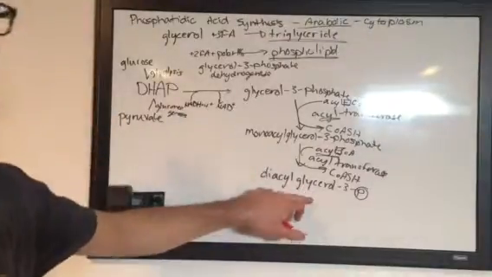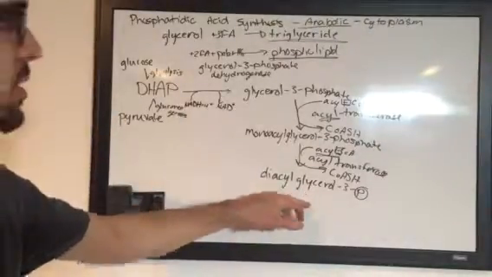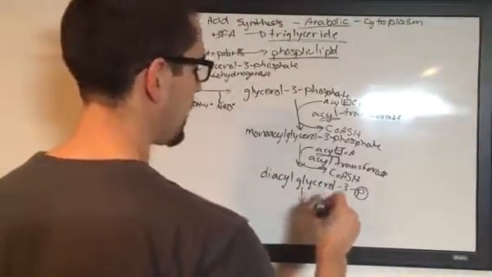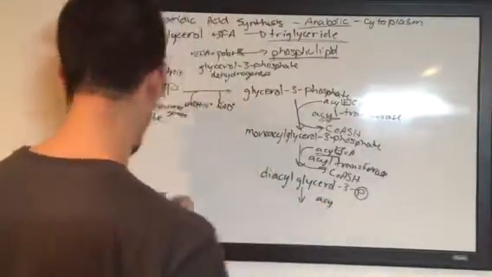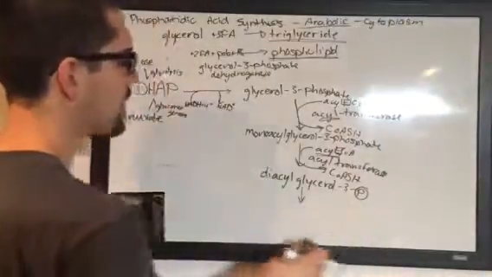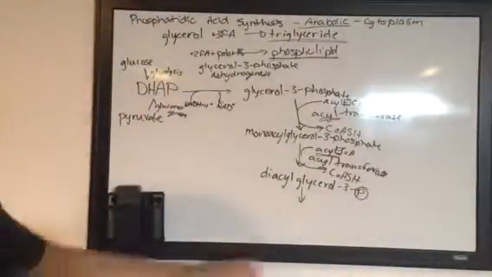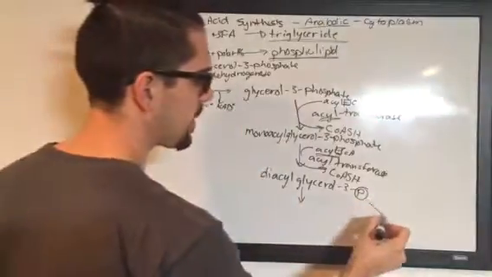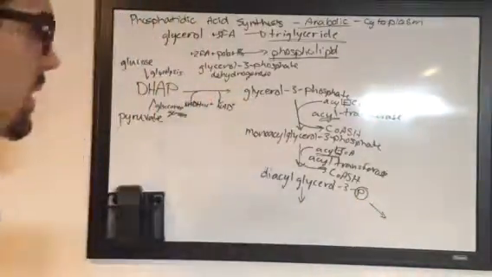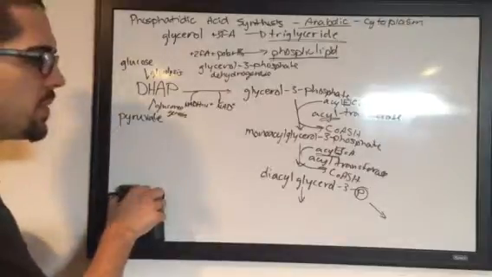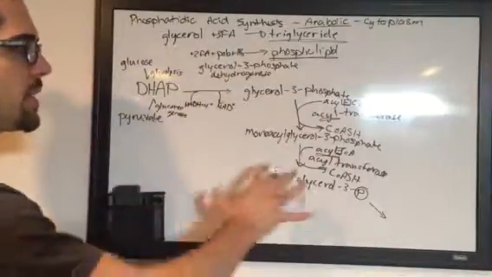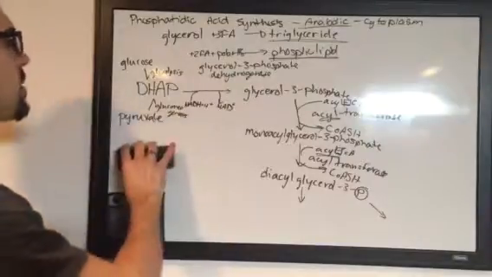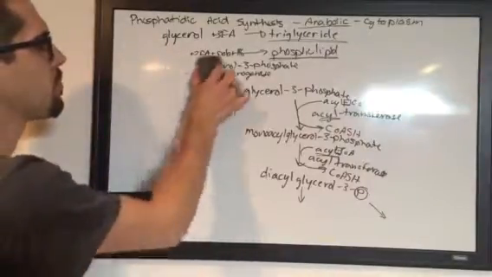Now, here is where the pathway can diverge. It can keep going in the same path and create a triglyceride, or it can go in a slightly different path to make a phospholipid. I'm going to erase all of this, and we're going to follow those 2 pathways. So really quickly here.